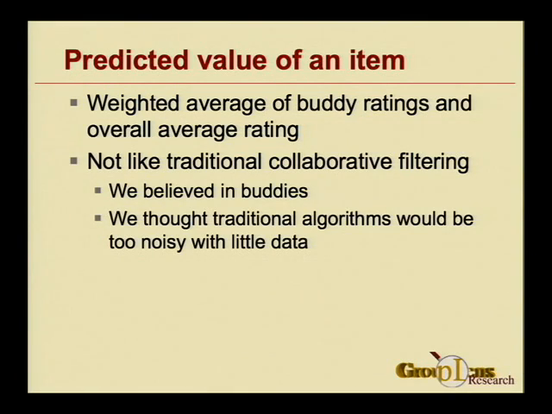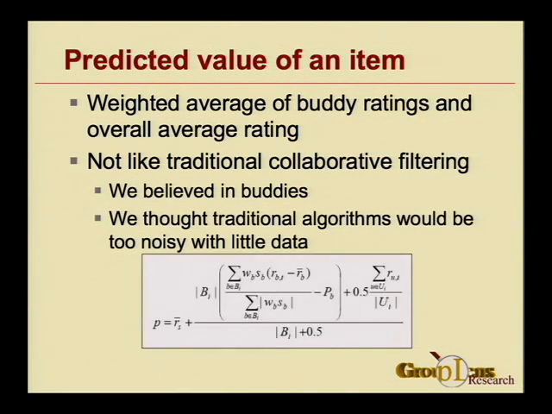The predicted value is a weighted average of buddy ratings and the overall average rating. This is very unlike traditional collaborative filtering, and we did this for two reasons. First of all, I believed in buddies. I thought you'd want to know what your friends think. We also thought that traditional collaborative filtering algorithms would be too noisy with little data. And there are a few more details, and I'll let you see the paper. The classic cop-out.